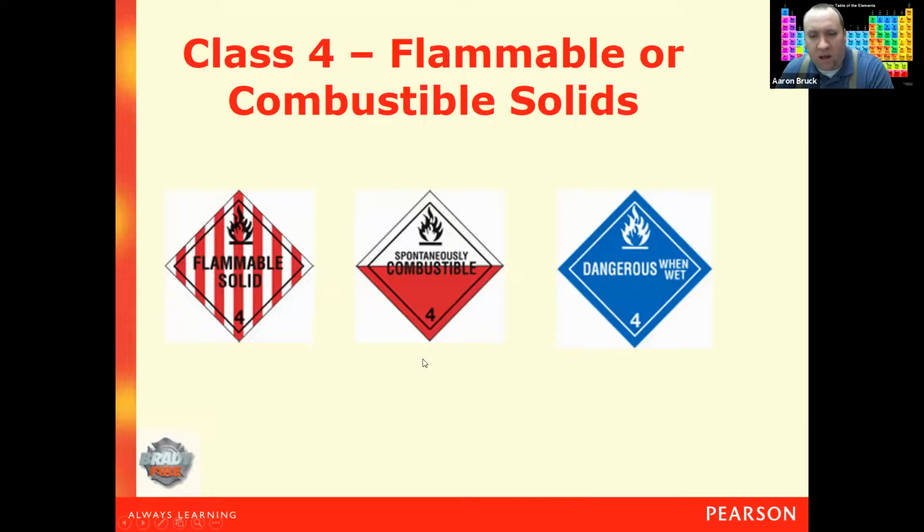Class 4, these are kind of unique. We are talking about flammable solids here. Again, the number 4 here is our giveaway that we have a solid. The flame pictograms indicate that we are dealing with something flammable. But what's interesting about these in particular is that the placards themselves are different to indicate different levels of danger. So flammable solids have the red and white stripes here.